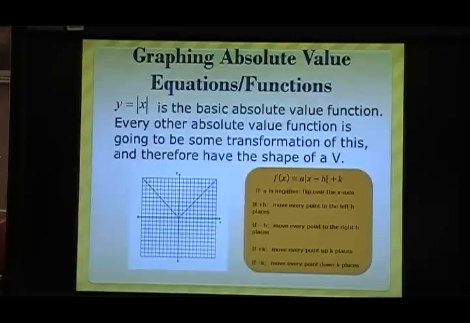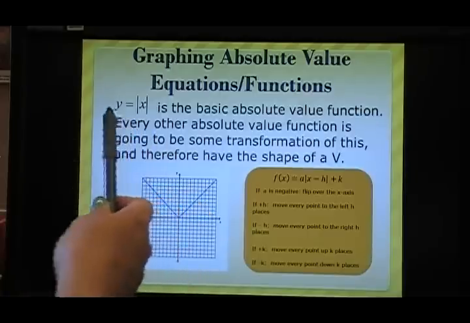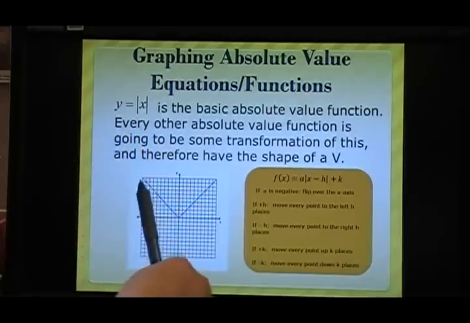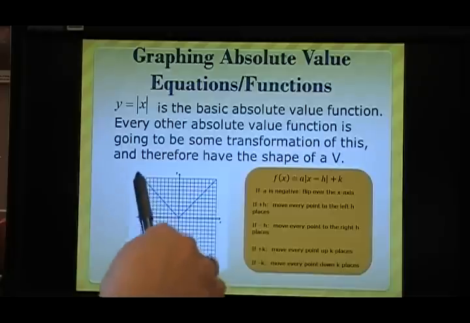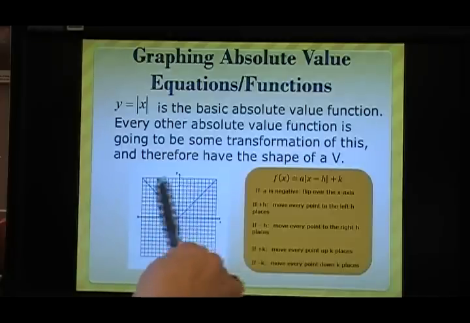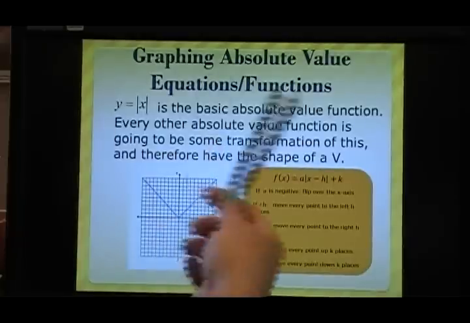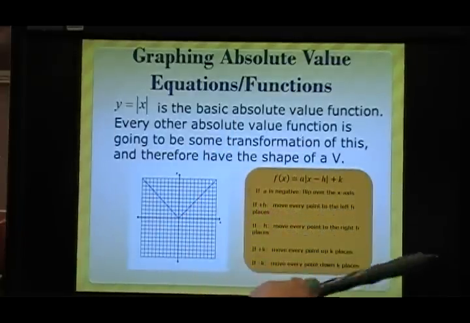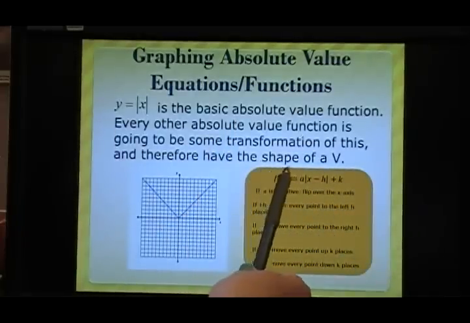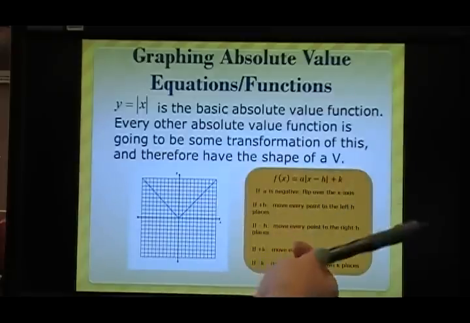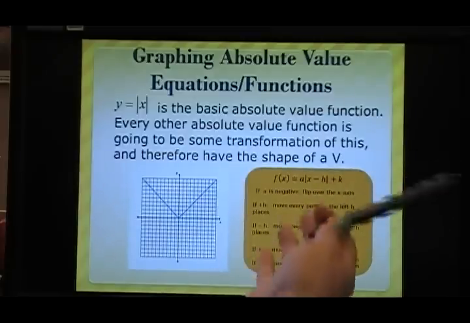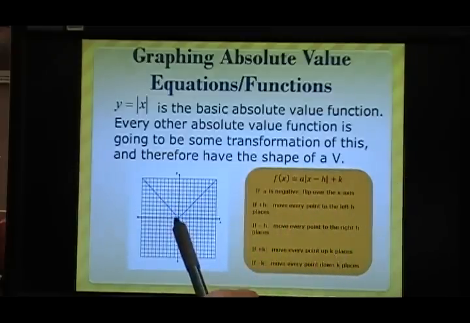We've talked about in the past graphing absolute value equations, and the fact that every absolute value equation will graph as a V, but we did that with more of a point finding process versus the shifting. Here we're going to look at it using shifting or transformations of the basic.